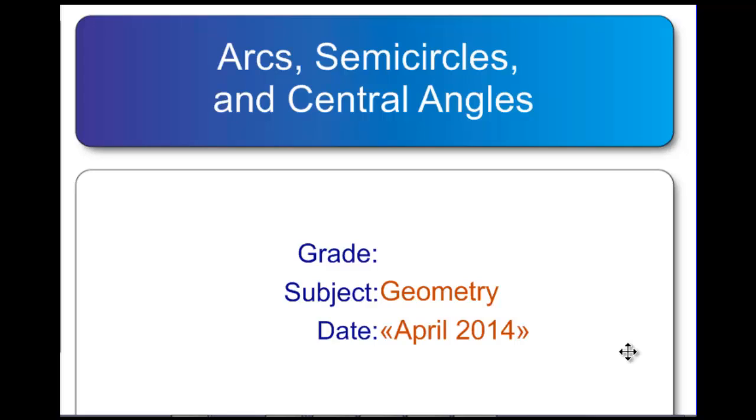Today, what we're going to look at is arcs, semicircles, and central angles. And you should have notes in front of you just to give you a little direction. What we'd like you to do is fill through your notes. We're going to be checking those. And write down any questions that you have as we go through this material here today.